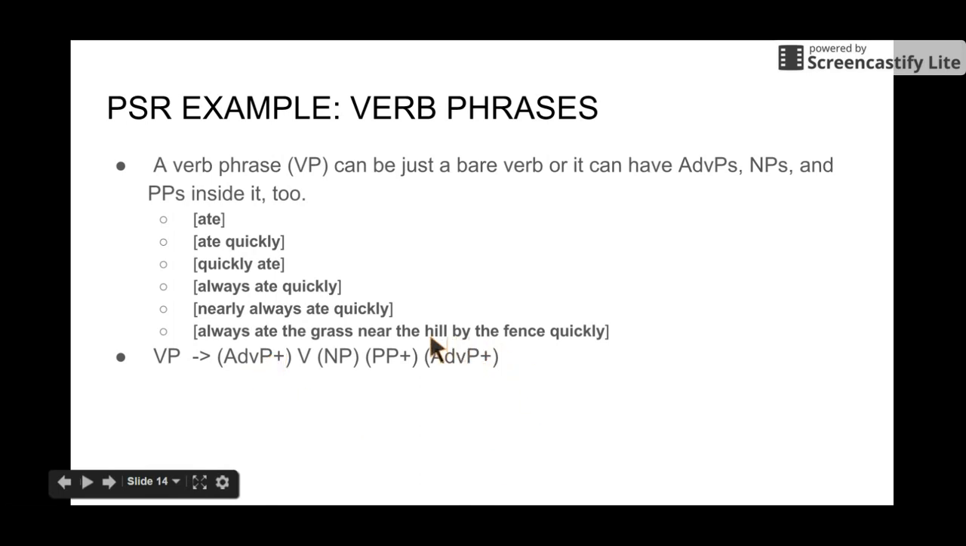And this example shows the optional prepositional phrases inside a VP. We can have near the heel as the first prepositional phrase. And another one, by the fence, is another prepositional phrase.